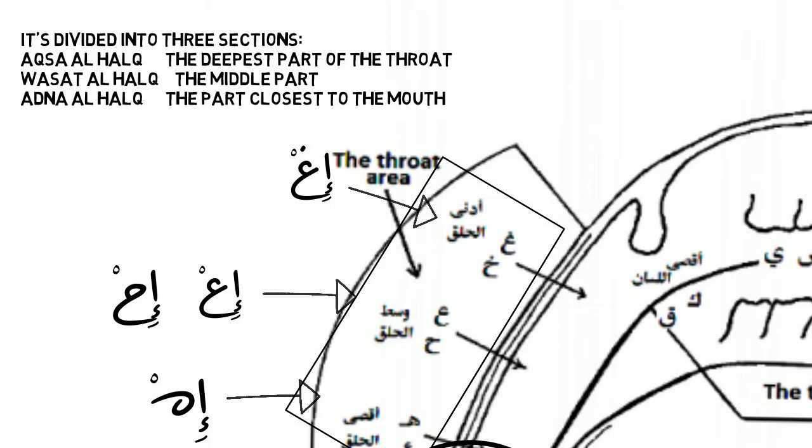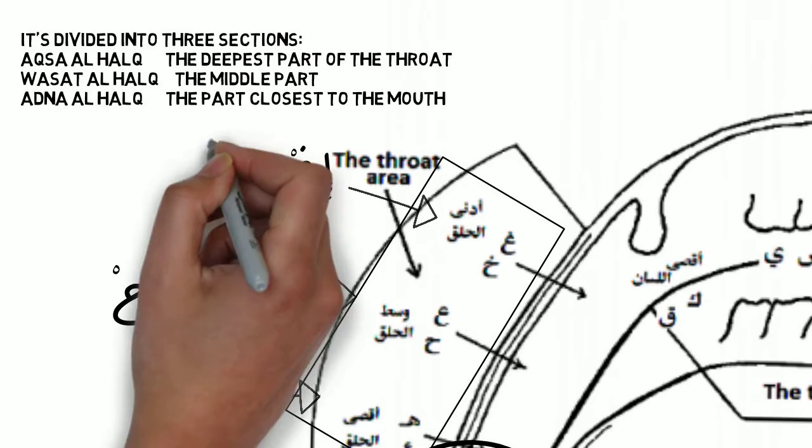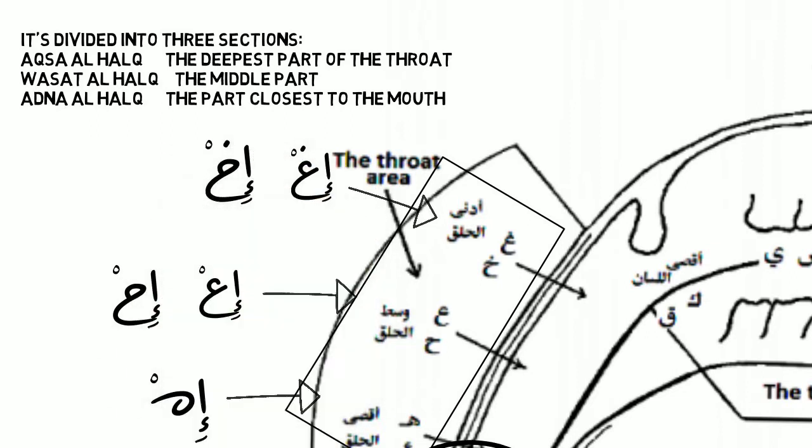And then you have the uppermost throat, the part closest to the mouth, just the articulation point of ghain and kha. So ich. So put your hand uppermost of your throat. Ich. You should feel something there. You should feel like a vibration there. That tells you that you're pronouncing it right. Ich.